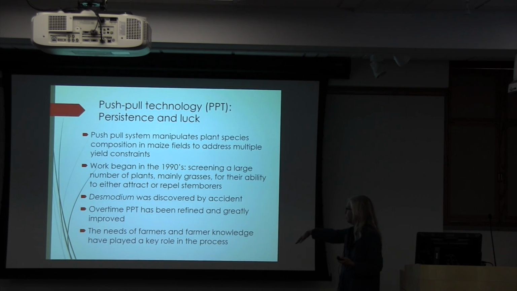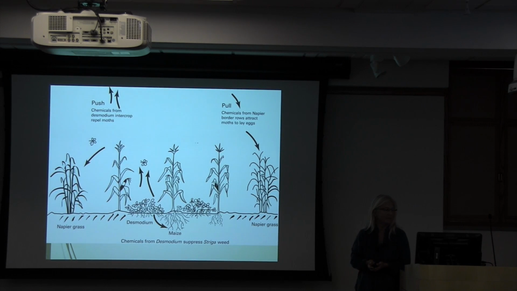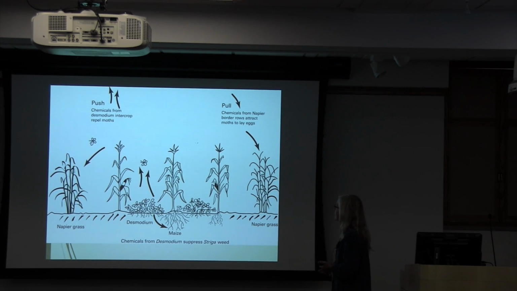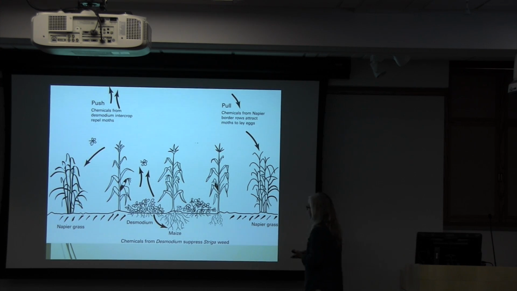And there's been a lot of improvements over time to the system from the beginning. So there's now multiple species that can be used, and the farmers have pushed some of this innovation by giving feedback on what they need. So here's just a diagram of how the system works, and there's been a huge amount of work on the chemical ecology, the entomology in the system, and very little work on the soils.